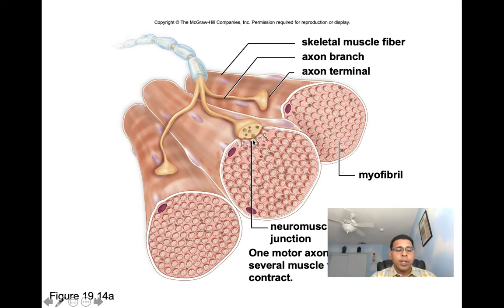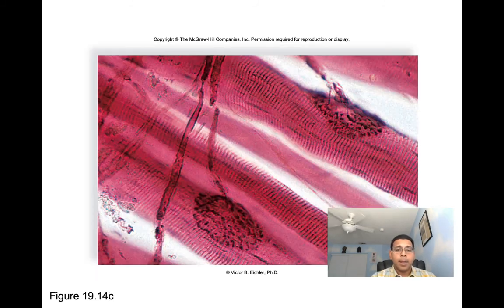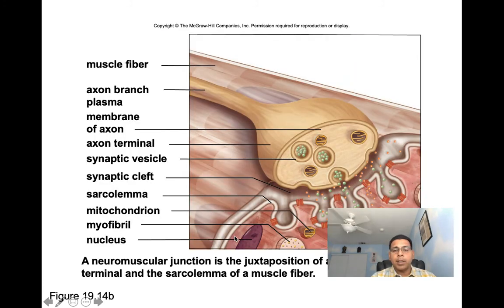Acetylcholine, we said, diffuses across the synaptic cleft, and it's going to bind to the receptors on the sarcolemma. Now the sarcolemma generates impulses that are going to spread down the T-tubules and the sarcoplasmic reticulum, helping to release calcium. So here you can see a nice photomicrograph of a neuromuscular junction. A couple of them we can see in here. So it's the same thing you're seeing there.